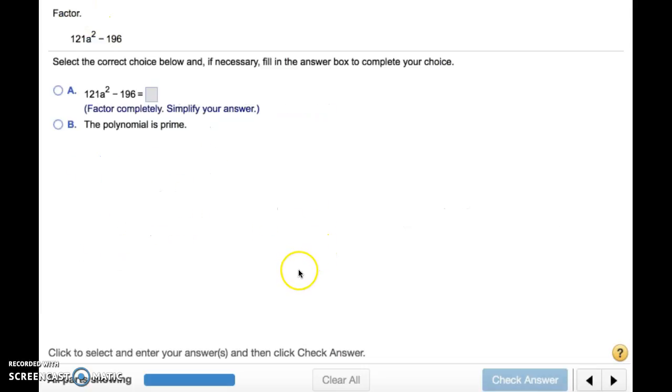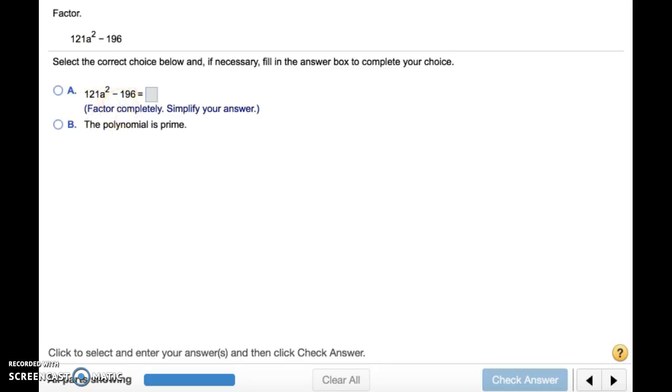For this section and future math classes, it might be beneficial for you to start remembering some of the perfect squares. Now, I know that 121 is 11 squared, so the only factors of 121 are 1, 11, and 121. And 196 is not divisible by 11. So they don't have anything in common, but 196 is also a perfect square, and that one's 14 squared.